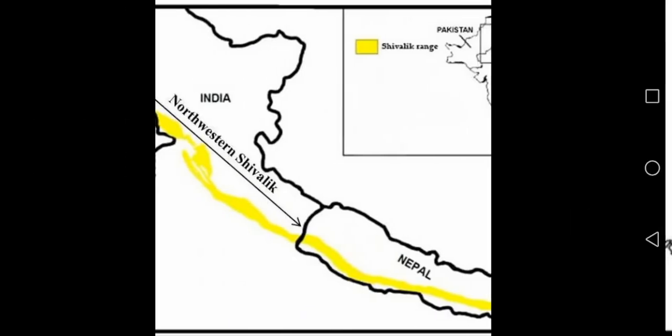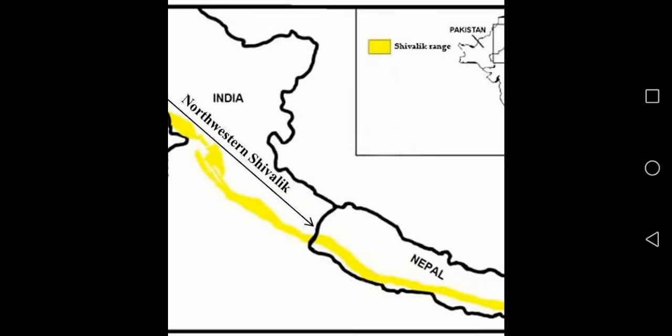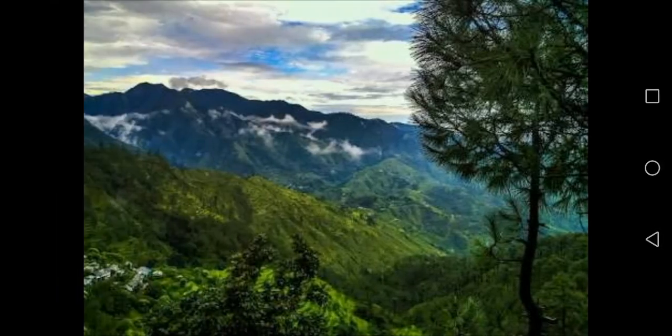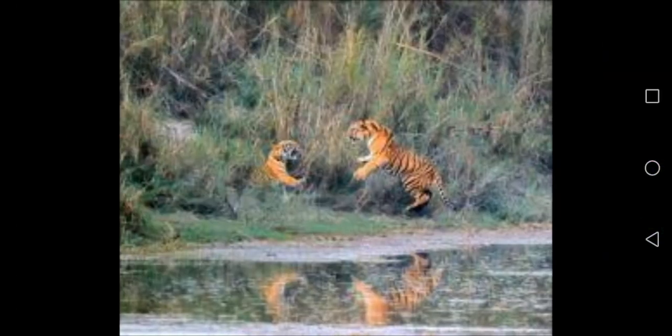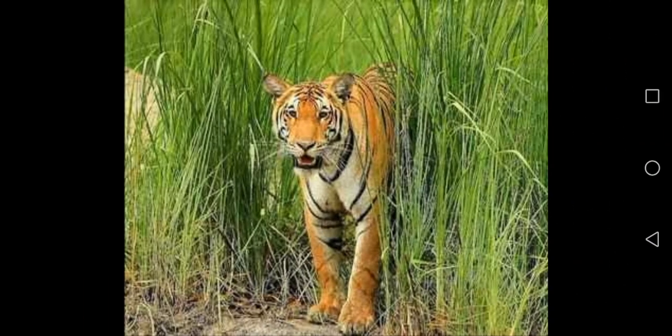Now the southernmost range is known as Shivalik. Shivalik extends over a width of 10 to 50 km and has an altitude varying between 900 and 1,100 meters, which is the southernmost range. It is also known as the foothills of the Himalayas. It is very famous for its beautiful forests, and tigers are also common. Tigers may roar in the Shivalik forest.